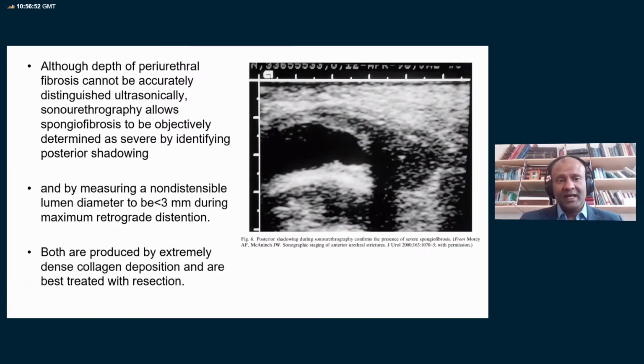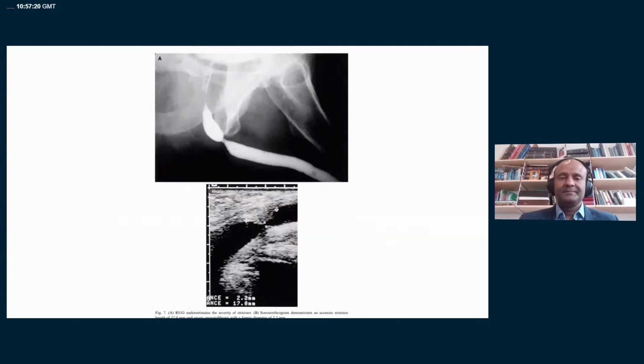And again, although they found it difficult to accurately reflect the periurethral fibrosis in the bulbar urethra, the ultrasound showed very good spongiofibrosis, and it was very good at showing lumen that could not distend beyond 3 millimeters, suggesting there was lots of dense collagen deposition. And these strictures would be better treated by excision and anastomosis or grafting rather than a urethrotomy. And this image shows very nicely the bulbar urethra, showing a very good stricture disease there.